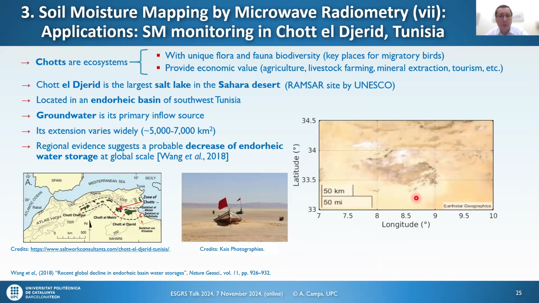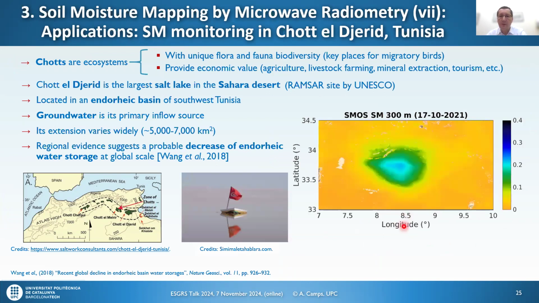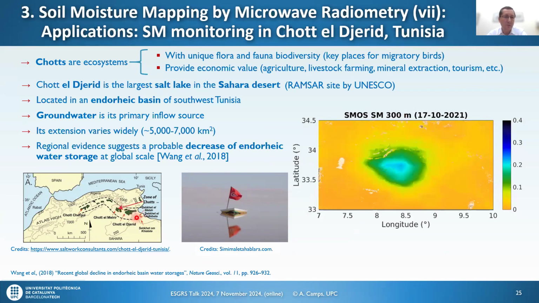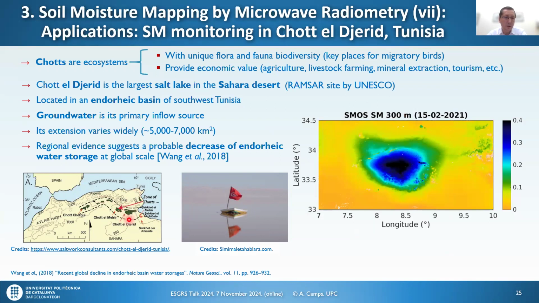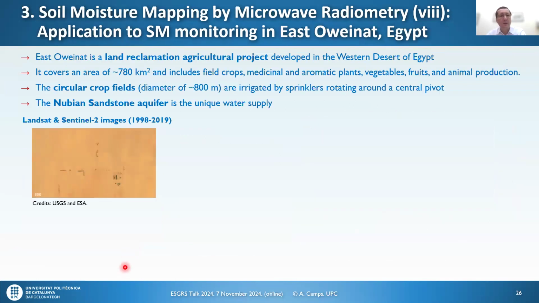The chotts in the Algeria region. Okay, these are salt lakes that sometimes are completely dry, and sometimes, here you see the map with 300-meter resolution, sometimes they get wet. Okay, and well, even there are boats, etc. So this is in this part between Tunis and Algeria. Okay, and this is another example of some developments in Egypt.